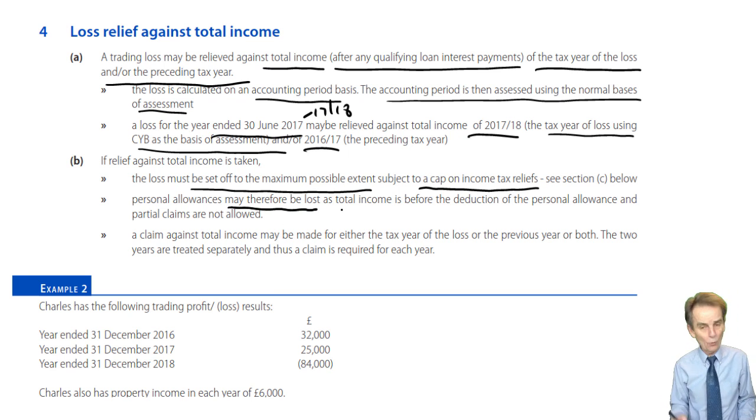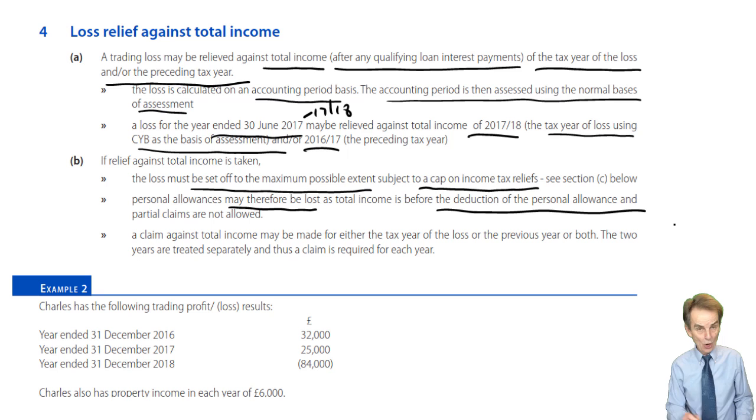Personal allowances may therefore be lost when you go against total income, if the loss, subject to your cap of at least 50,000, eliminates all of the total income. You've wasted the personal allowance. You would not wish to use a loss to reduce income that would not anyway have had any tax to pay upon it. If we could have left the income, it would be covered by the personal allowance, and therefore you'd have paid no tax. However, these reliefs go against total income, and you don't get, I repeat, to make partial claims. As we said, it was before the deduction of the personal allowance, no partial claims.